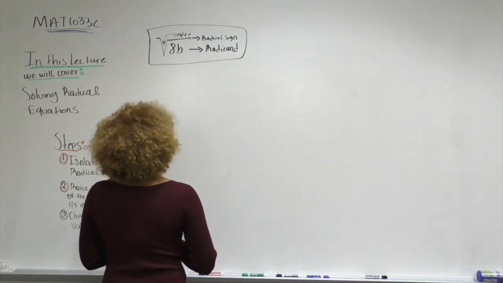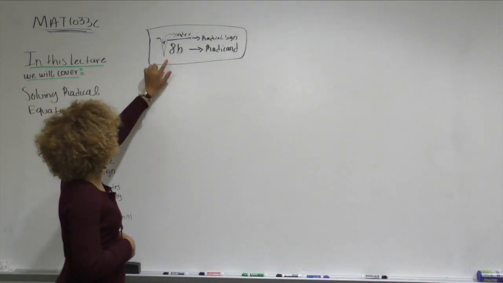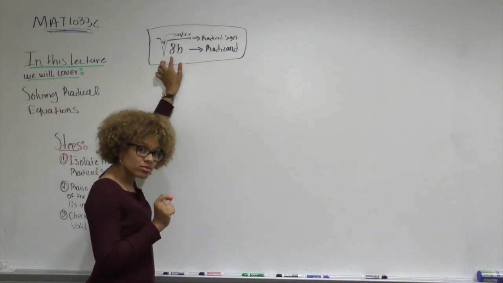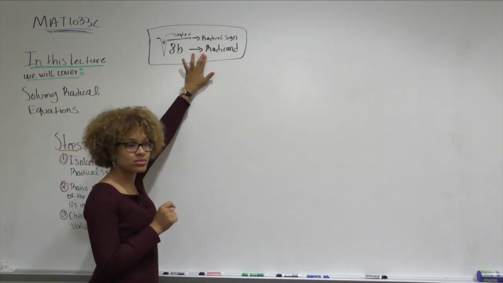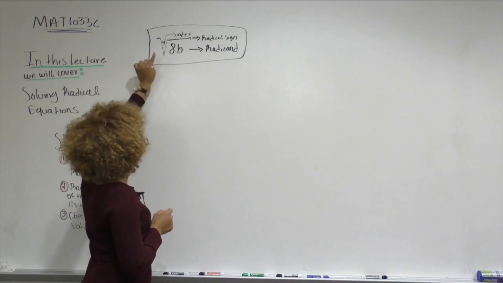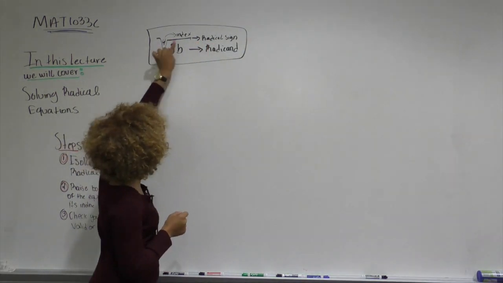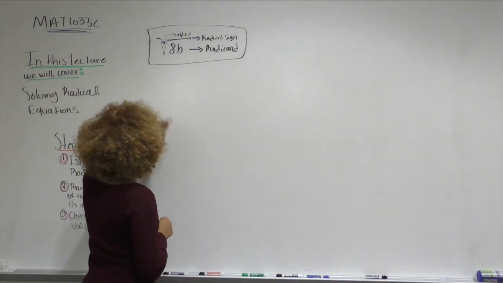Let's remember we have an expression like this. The inside of the radical is called the radicand. So AB is my radicand. This is your radical sign. So this is your sign, your symbol, okay?